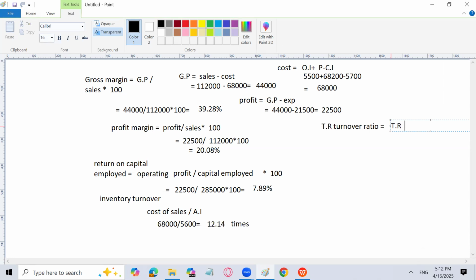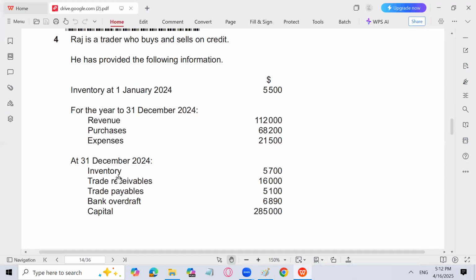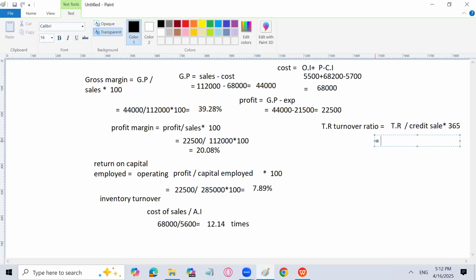So the trade receivable turnover ratio, the formula is trade receivable over credit sale into number of days in a year, not credit sale over trade receivable. So let's see, the trade receivables are 16,000 and the credit sale, if not given, we will take sales as credit sale, 285,000 into 365. Okay, what is the answer? The answer is going to be in days. It tells in how many days you are able to collect amount from your trade receivables. It tells the ability of the business regarding the collection from customers.